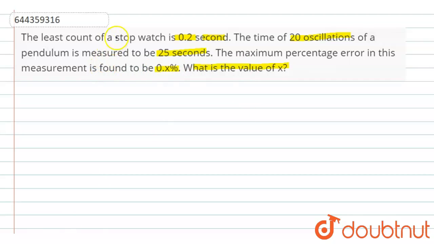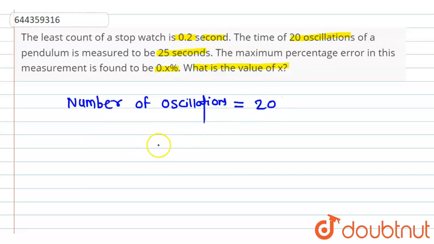So here, according to the question, the number of oscillations is 20 and the time taken to complete these 20 oscillations is 25 seconds.